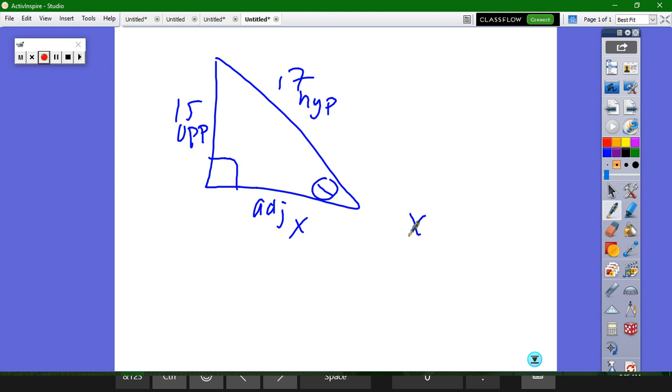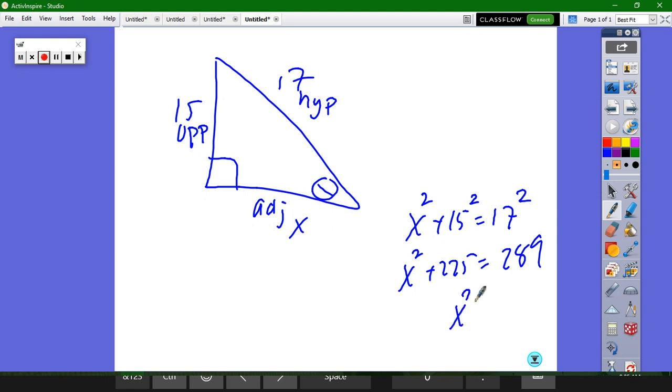So we do know that x squared plus 15 squared equals 17 squared. And I believe that's x squared plus 225 equals 289. Am I correct in my 17 squared? Okay, subtract that over. X squared is 64. X equals plus or minus 8, right? But can I ever have a negative 8 on a triangle? So that's why it's just 8. Did you guys agree there? Any questions?